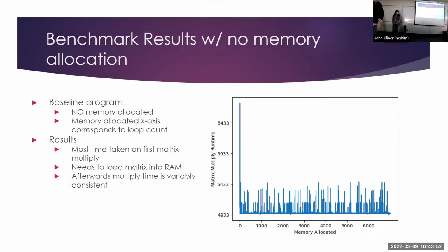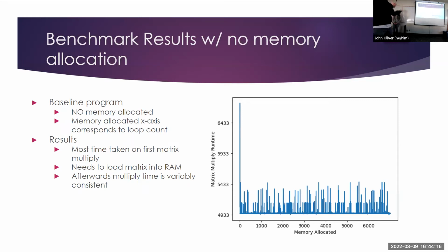Okay, so we wanted to run a baseline test on just matrix multiply by itself, without any memory allocation funny business. I commented out the memory allocation and the writing, but I kept the k is greater than or equal to 7,000 to keep the number of iterations the same. So it's just looping 7,000 times.